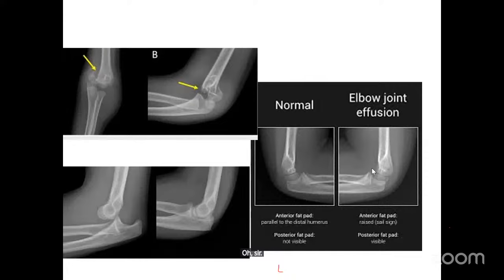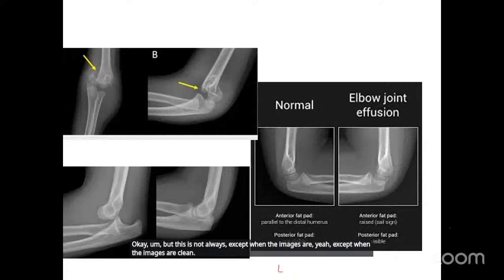And this person complains of pain. About fracture, you only did the examination. I know fracture. No fracture, fine. But he has a bleed. And of course, this bleed can cause problems. But this is not always seen, except when the images are clean, near perfect.